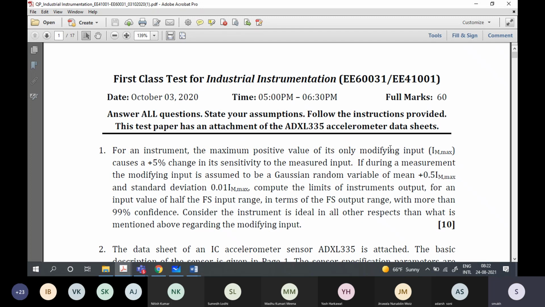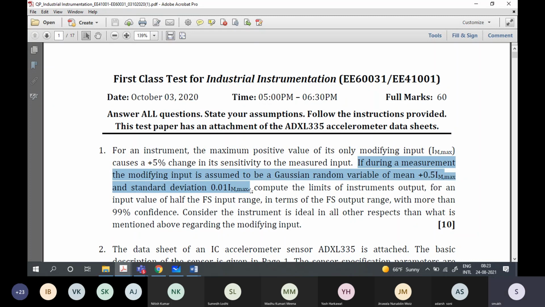So what does this statement say? So what is the maximum value of IM that can occur under this situation? Can you tell? The maximum value of IM that can occur.